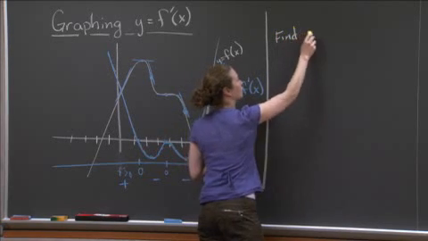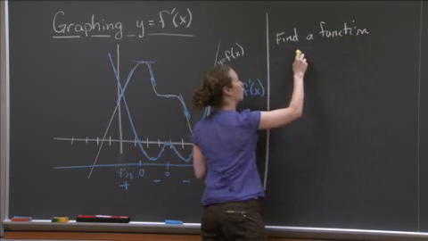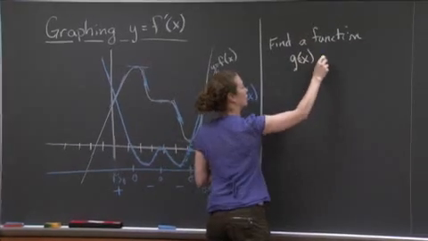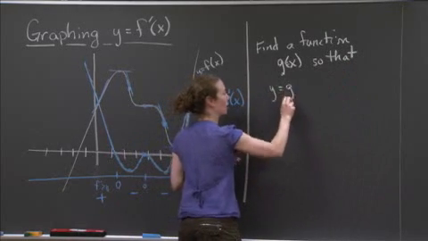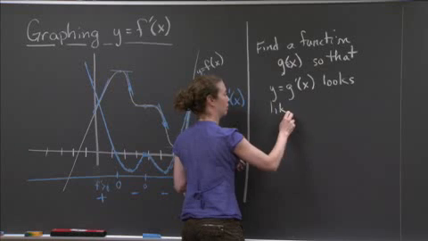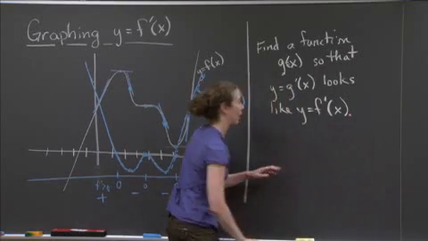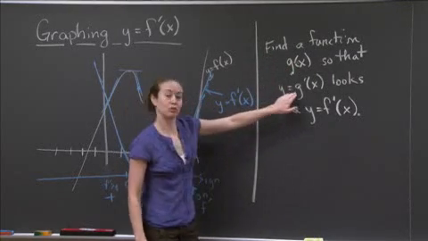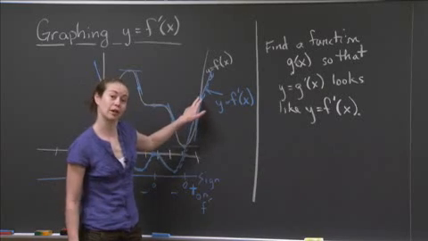Find a function g of x so that y equals g prime of x looks like y equals f prime of x. Okay, let me be clear about that, and then I'll give you a moment to think about it. So I want you to find a function g of x so that its derivative's graph, y equals g prime of x, looks exactly like the graph we've drawn in blue here, y equals f prime of x.